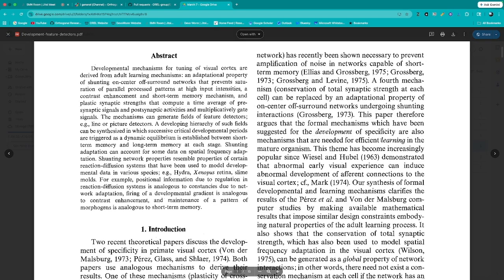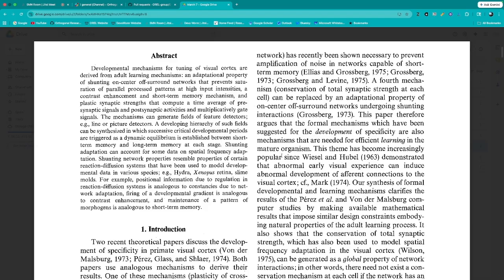So this paper argues that the formal mechanisms suggested for the development of specificity are also mechanisms needed for efficient learning in the mature organism. So this is where you have an analogy between how development takes us from an undifferentiated set of cells to organs and structures that are highly asymmetrical and highly specialized, specificity, and the same mechanisms that are used in efficient learning. And learning, of course, is the encoding of information, the acquisition and retention of information, and the recall of information as memory.